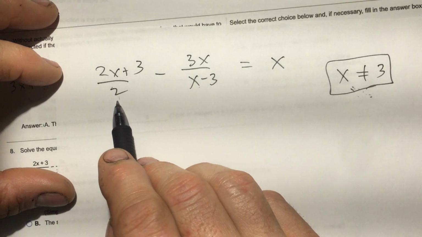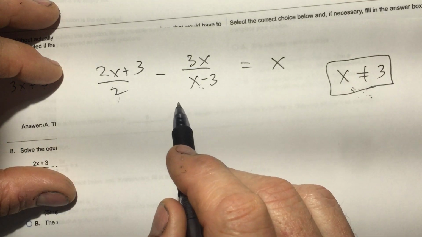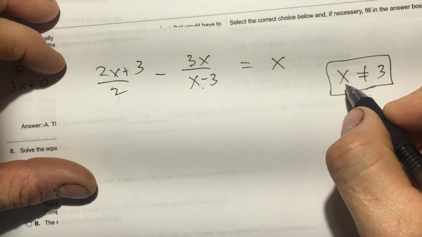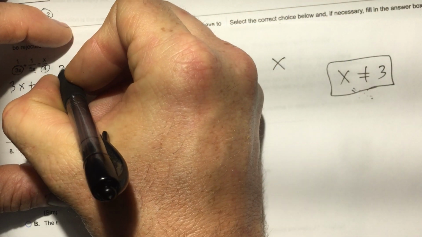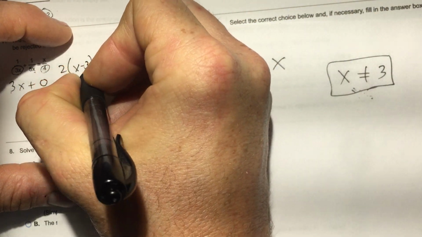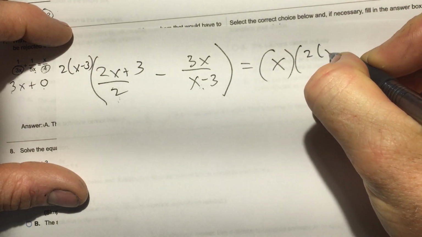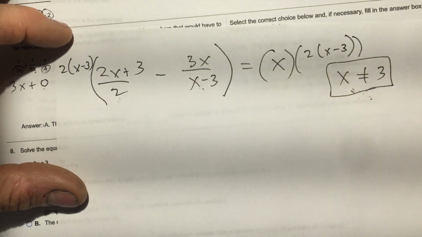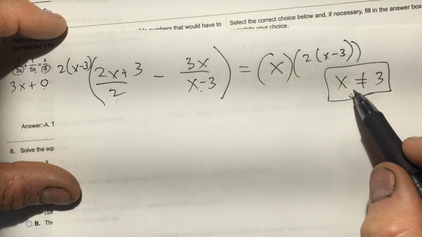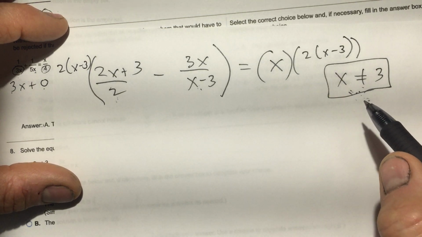See my denominators, 2 and x minus 3. I need to multiply both sides by that. I kind of wrote this way over here, but I'm going to multiply this by 2 and x minus 3. And over here, I'm going to multiply this by 2 and x minus 3. Okay. And this is kind of in the way, but that's all right. We'll just work around it.